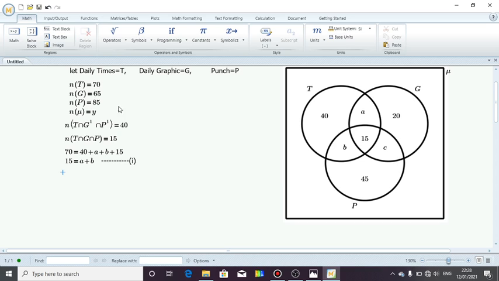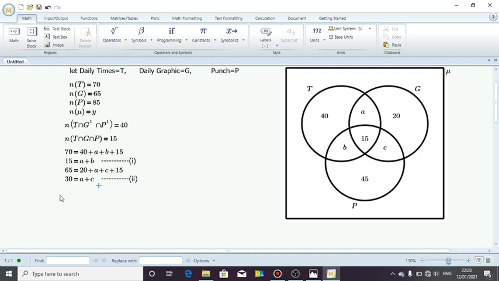Then for daily graphics, which is 65, you do the same. 65 equals, you start now, 20 plus A plus C plus 15. If you simplify this further, 65 minus 20 is 45, then 45 minus 15. So this is giving us 30 equals A plus C. This is equation 2. So take note of this.